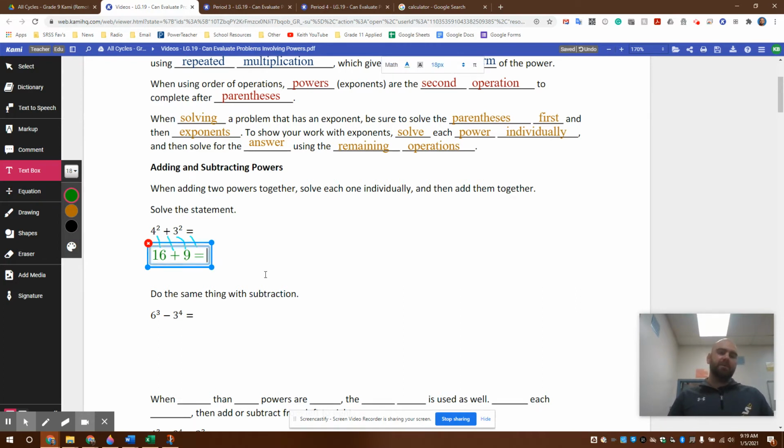The next step that we need to do is solve this addition. So we just do 16 plus 9, and that's going to give us, fairly straightforward, 25. So we put those together.